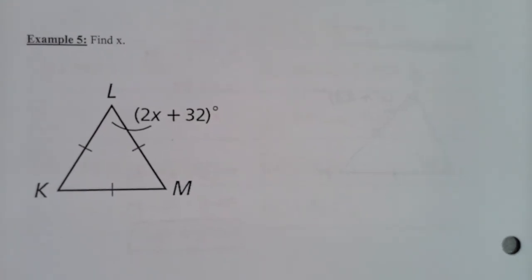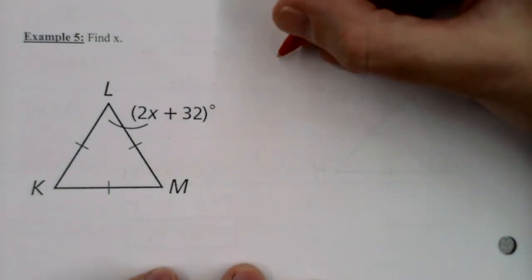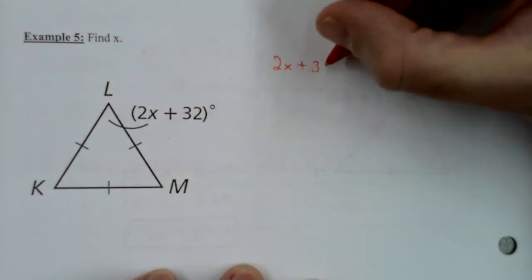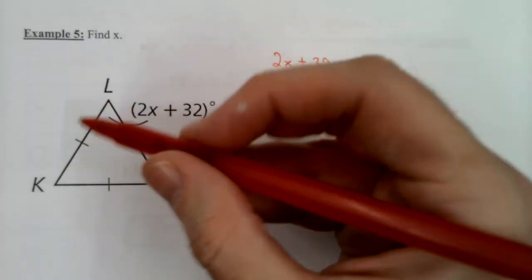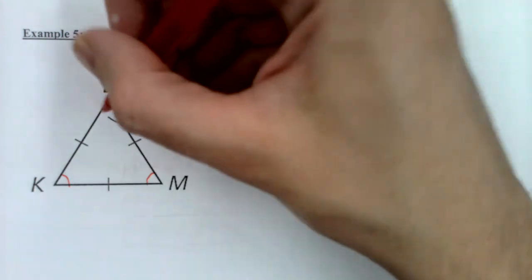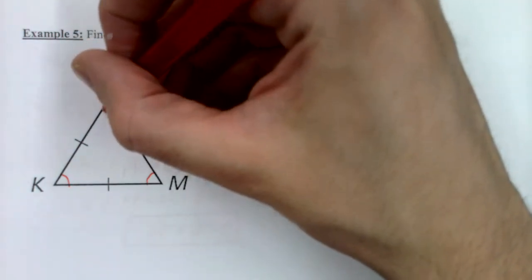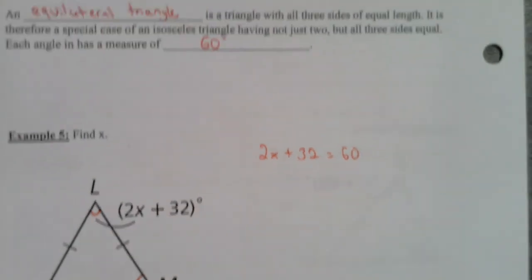Find x. Well, each of the angles has to be 60, so I'm going to say 2x plus 32 equals 60. And again, the reason why each angle is 60 is because we have an equilateral triangle. Since each side is the same, it means each angle is the same. Think back to the first page, the isosceles triangle theorem. This is just extending that to three sides. Since all three sides are the same, then all three angles are the same. Therefore, each angle is 60. We just talked about that above.